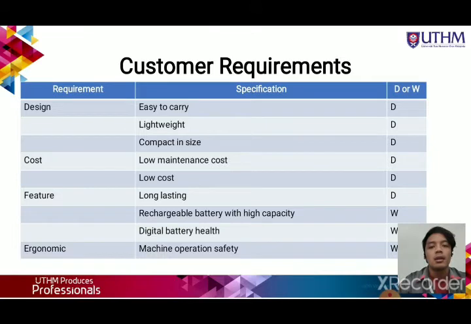The feature is a long lasting rechargeable battery with high capacity and also digital battery health. The long lasting battery is the demand from the customer, and the rechargeable battery and digital battery health are the wish. For the ergonomic requirement, machine operation safety is the wish from the customer.